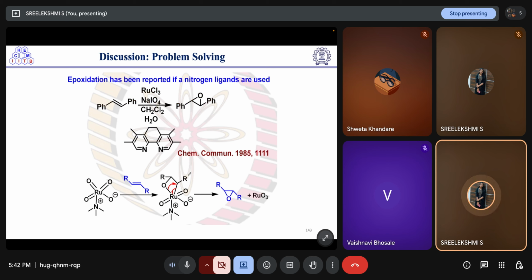Then, if nitrogen ligands are used along with this ruthenium chloride and NaIO4, we will be ending up with epoxides. So, what is happening here? This nitrogen ligand will coordinate with this ruthenium and it will form this kind of an intermediate. So, oxygen will attack over this alkene, this will attack over this ruthenium and form this particular intermediate. Then, what will happen? This will attack over here, this bond will break, and we will end up with this epoxidation product. So if nitrogen ligands are used, we can get these epoxidation products.